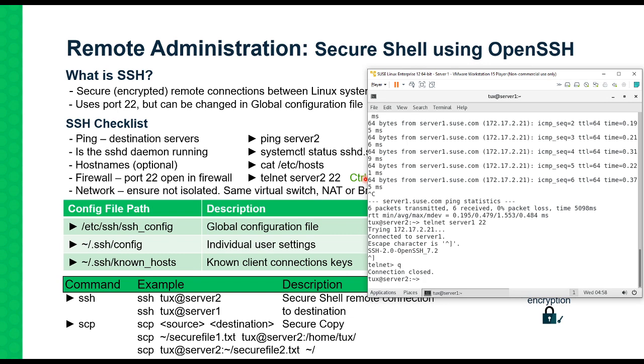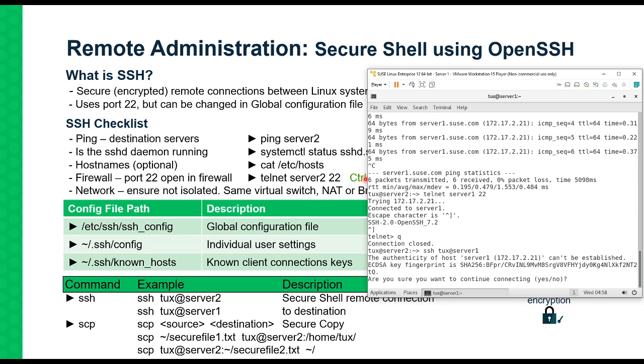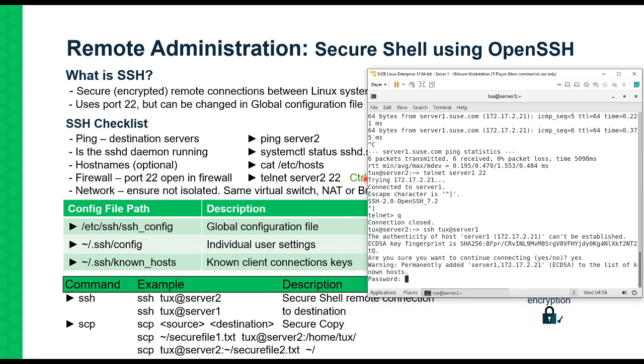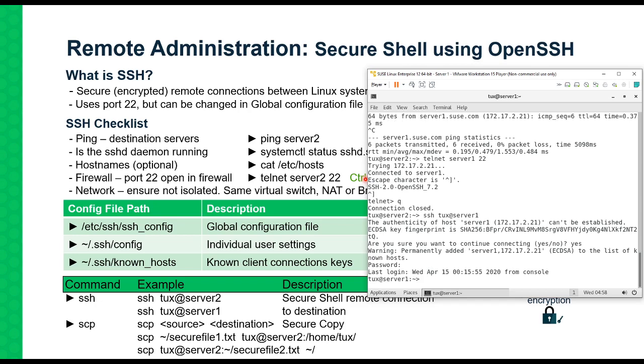Now let's see if we can make a connection from server 2 to our server 1 this time. So we'll do that. We'll go SSH, and we want to do this as tux at server 1, and we are making a connection, and because it's the first time we're making a connection to the server, it will also ask us to create a known hosts file. And we say yes, we're authenticated. We need to put a password for tux and hit enter. And now we are on server 1. So now we can work on server 1 again.